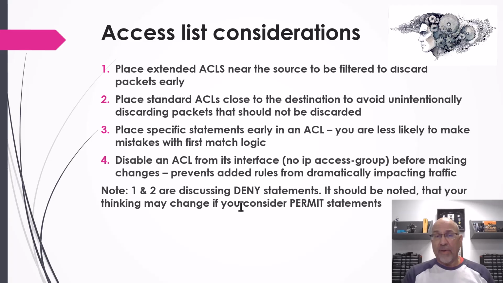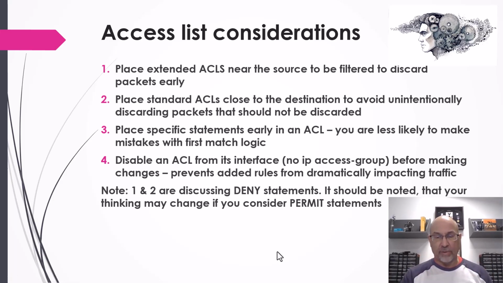Now, if you're going to do a lot of editing, disable the ACL on its interface, so no IP access group, before making changes. This prevents added rules from dramatically impacting traffic. It also prevents you from accidentally activating an ACL that you forgot to remove from an interface. Now, these first two are about denying traffic. If you're permitting traffic, you might actually consider flopping those rules, but that's not what we're worried about here.